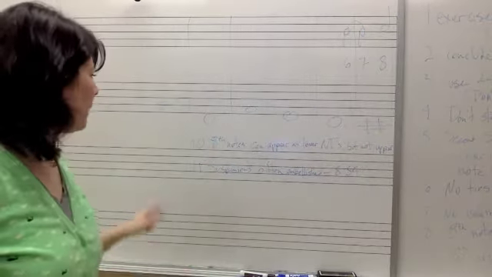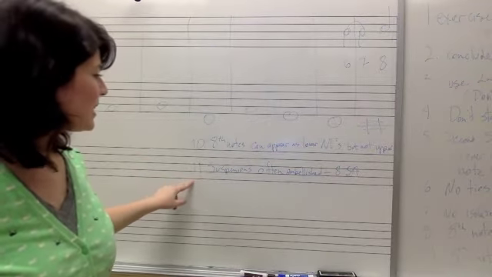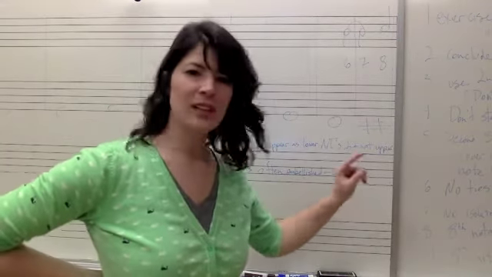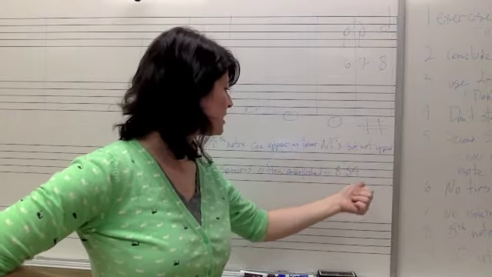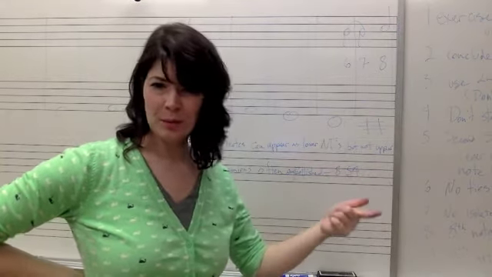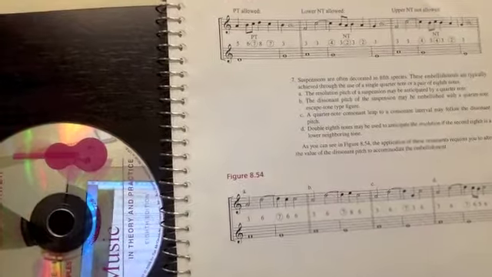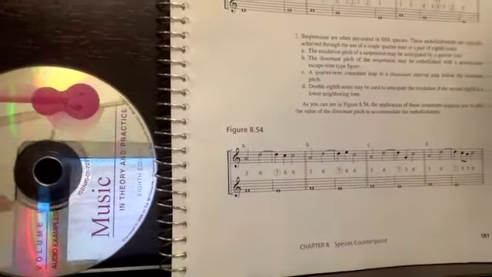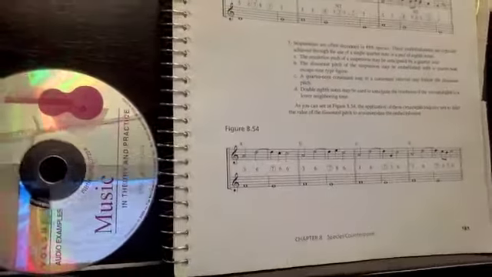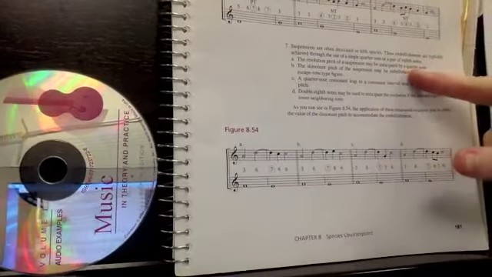And then the other thing is when we're dealing with suspensions, they are often embellished, and this is when we want to see example 8.4, and I'm going to play a couple of them for you so you can see what the different embellishments are. So in 8.54, if you look right there, you can see them written out. So the first one, the resolution pitch of a suspension may be anticipated by a quarter note.